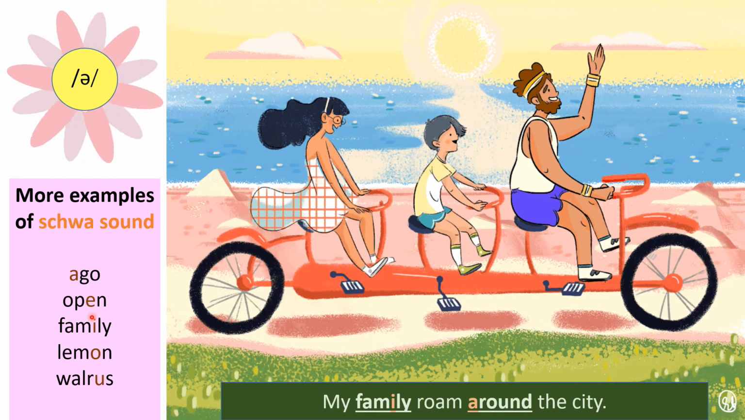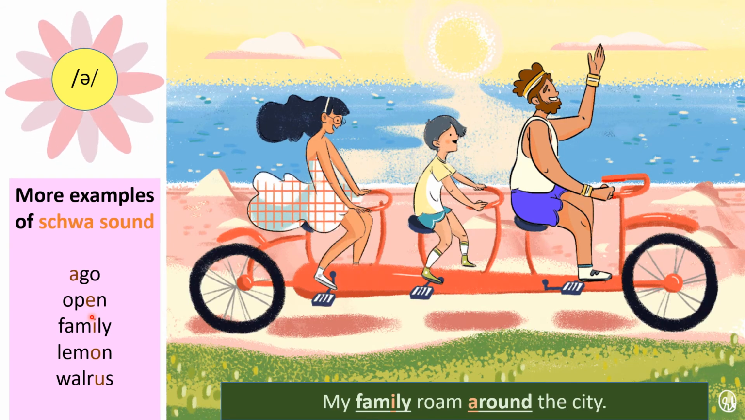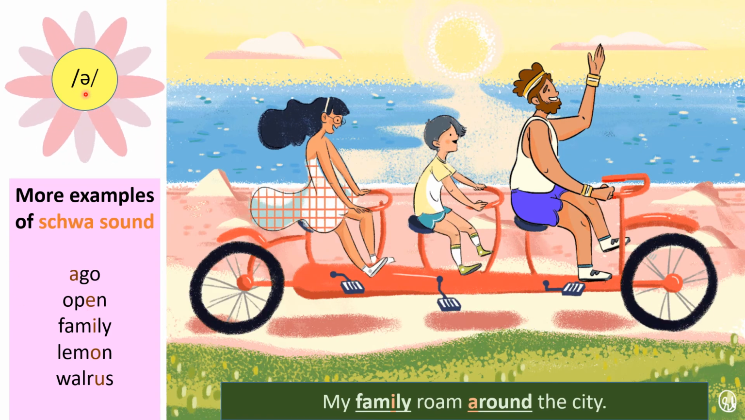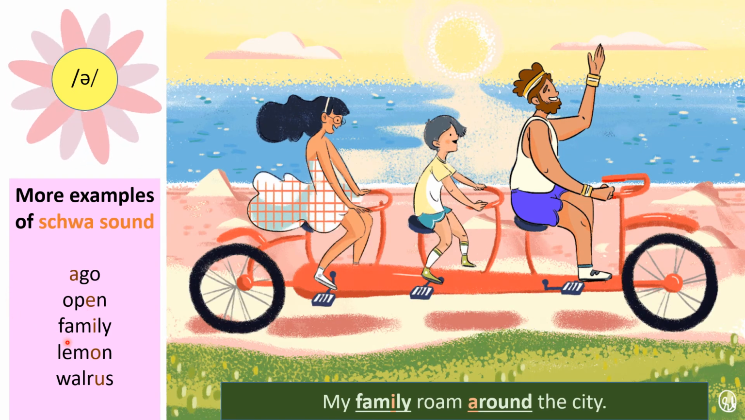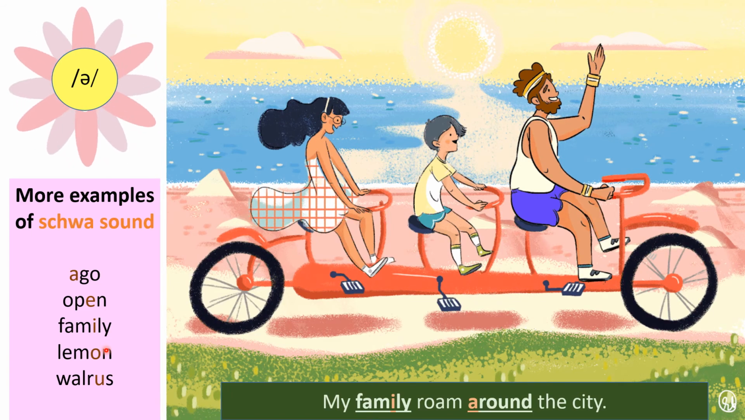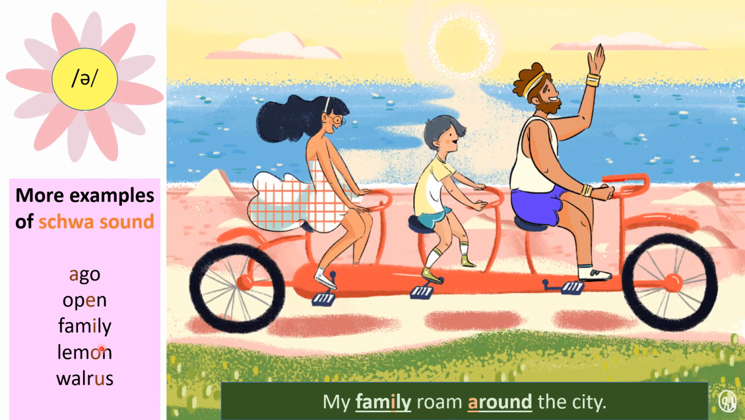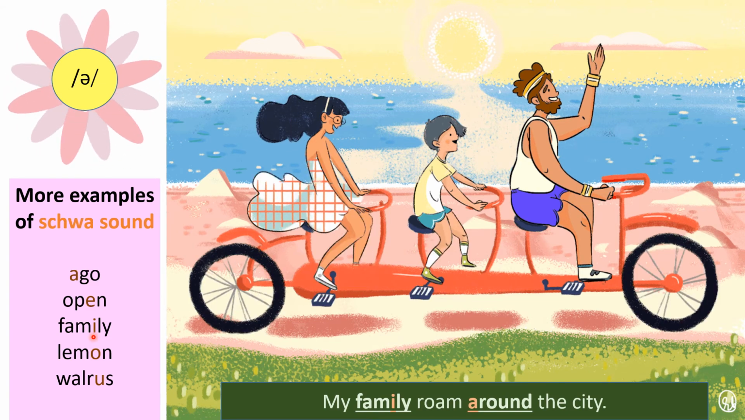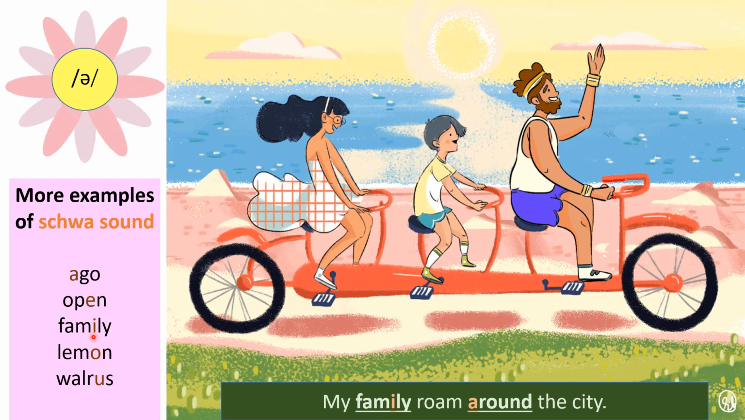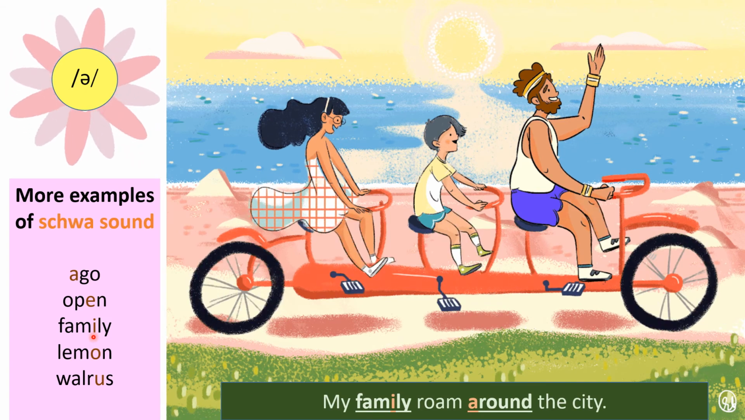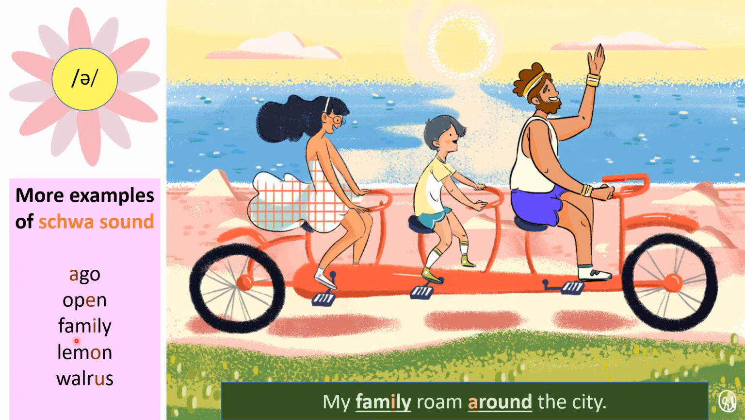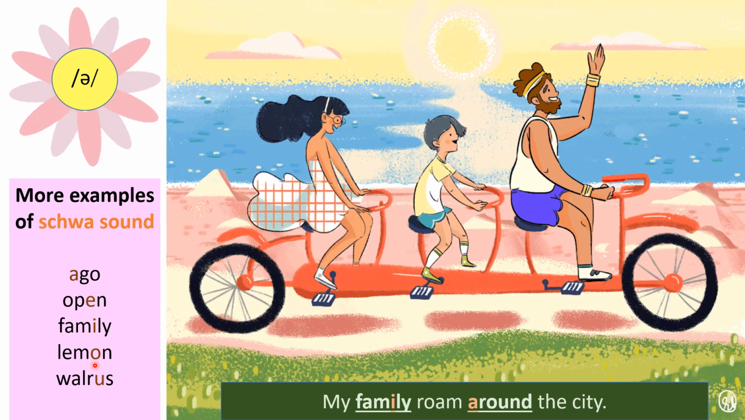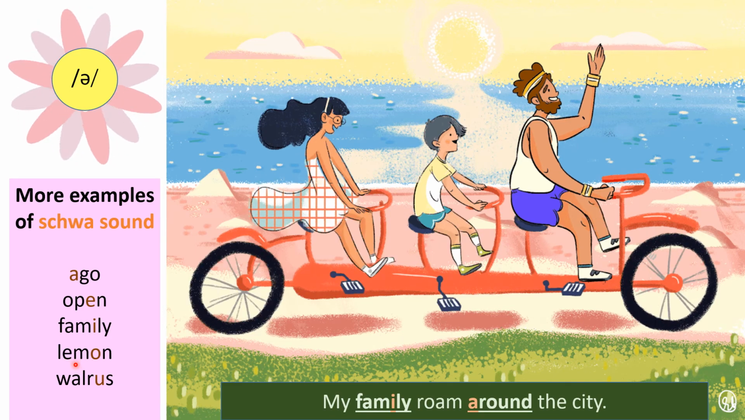The stress falls on the first syllable. That's why the E here can sound like this symbol. Third word, family. The stress falls on the first syllable. That's why the letter I here in the third syllable can sound like the schwa sound. Family. Next, lemon. The stress falls on the first syllable here.